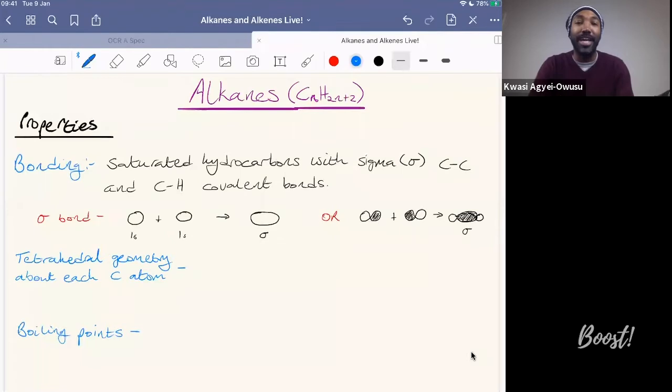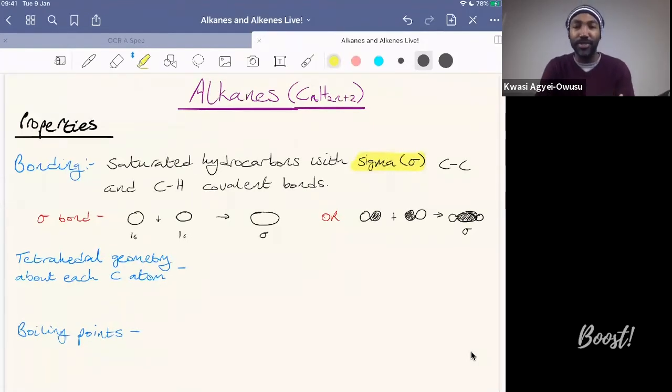What do we mean by saturated? Well, it simply means that there are no double bonds to consider at all. So it's just single bonds, carbon-carbon single bonds, carbon-hydrogen single bonds. And all of these bonds are sigma bonds. So that's the first thing we want to pay attention to. I'll highlight that point for you. So we're looking at sigma bonds in our alkanes.